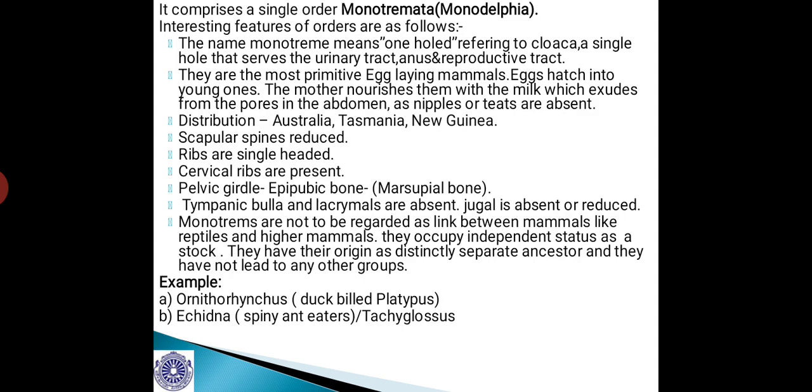Coming to examples, the 2 main examples of this order Monotremata are Ornithorhynchus, commonly called the duck-billed platypus, and Echidna, which is called the spiny anteater, also technically known as Tachyglossus. So these are some important characters of Monotremata.